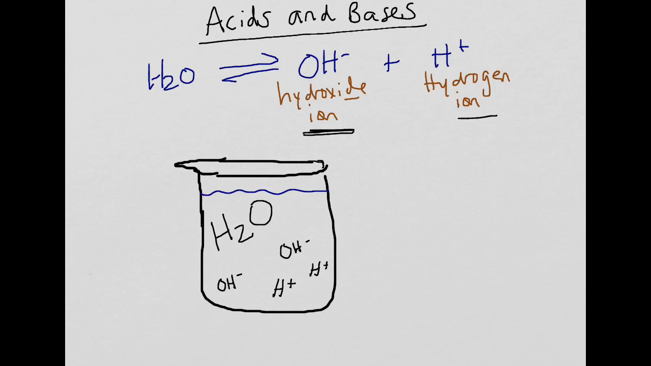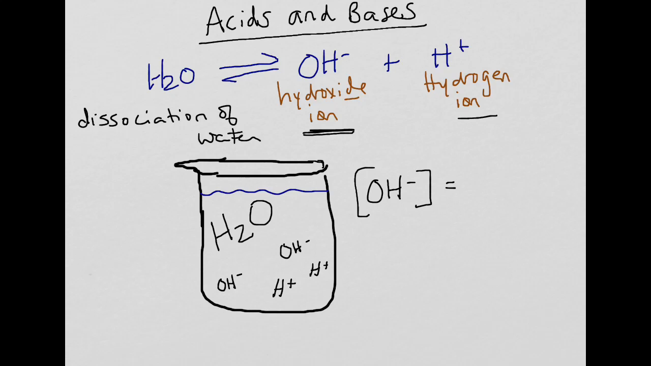And so you constantly have this mild, spontaneous dissociation of water. We call this the dissociation of water. All right, so as long as our OH negative hydroxide ion concentration equals the concentration of hydrogen ions, then our pH will be 7, which on a pH scale is considered neutral.